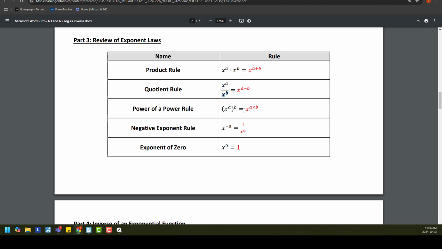Power of a power rule, in this case you have brackets and 2 exponents, so you multiply the exponents. Negative exponent rule, so anytime you have a negative exponent, x to the power of negative a, it's equal to 1 over x to the power of positive a. This is how you can rewrite negative exponents in terms of positive exponents. And the exponent of 0 is just equal to 1. So anything to the power of 0 is 1.